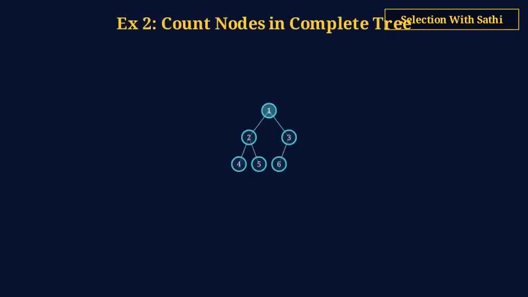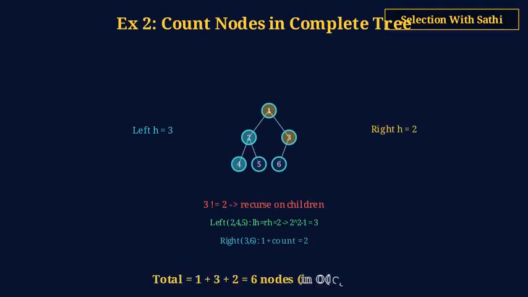Complete binary tree with 6 nodes, root 1, left 2 with children 4 and 5, right 3 with only left child 6. At root 1, left height is 3 by going 1, 2, 4. Right height is 2 by going 1, 3. Not equal, so recurse on both subtrees.